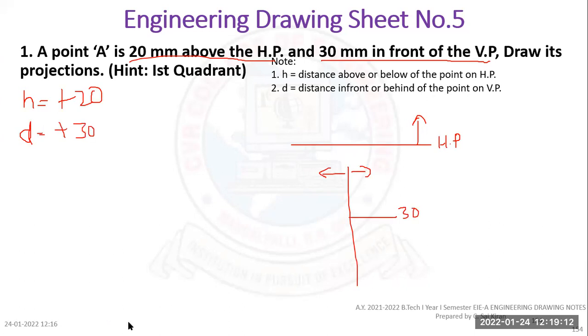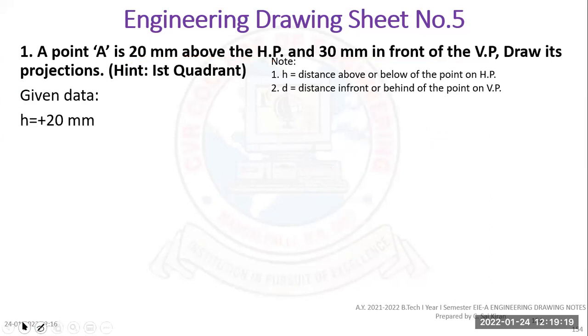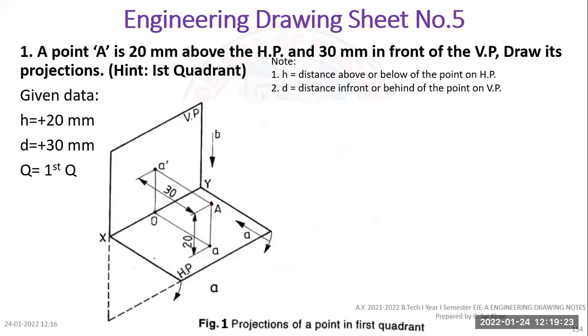Then you have to find which quadrant it is. Whenever H is positive and D is positive, it is the first quadrant, you have to know. And this is my object, so this is my letter A. It is at a distance of 30 mm in front, and at a height of 20 mm. So this I have to draw.